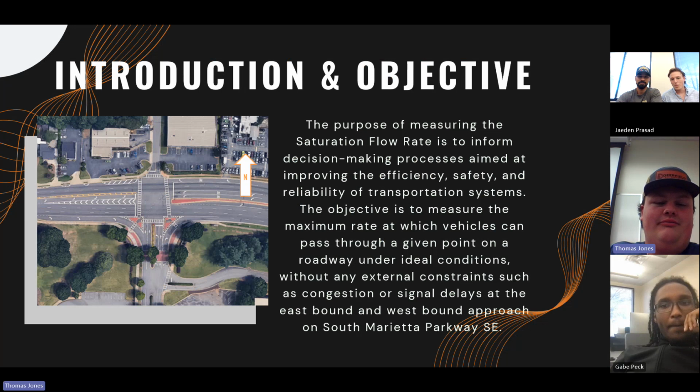The purpose of measuring saturation flow rate is to inform decision-making processes aimed at improving the efficiency, safety, and reliability of the transportation system. The objective is to measure the maximum rate at which vehicles can pass through a given point on a roadway under ideal conditions without any external constraints, such as congestion or signal delays at the eastbound and westbound approach on South Marietta Parkway Southeast.